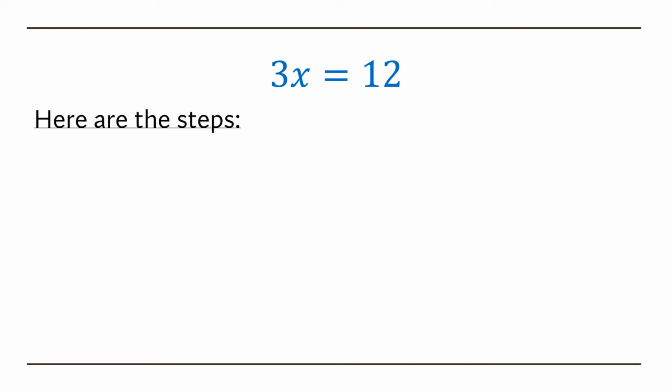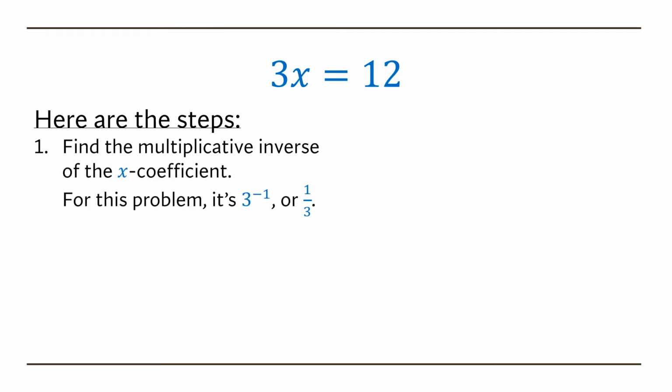So, what are the steps to solve this? Well, the first step is to find the multiplicative inverse of the x coefficient. Okay, that's a lot of complicated words. What does that mean? Well, what it means is to take the number that, when we multiply it by that coefficient, will give us 1. And so we say, well, in this case, that would be 3 to the negative 1, or 1/3.